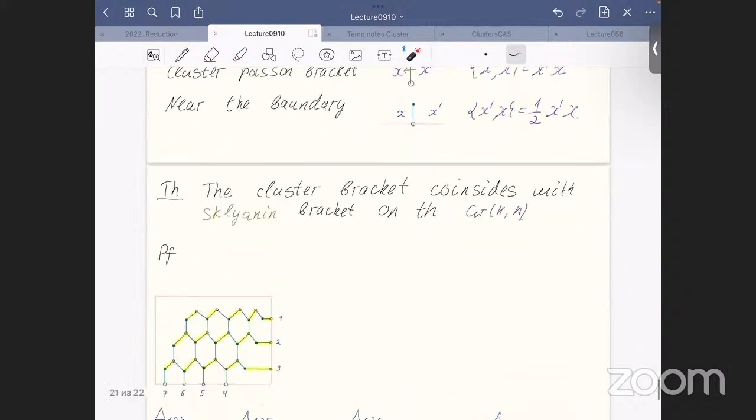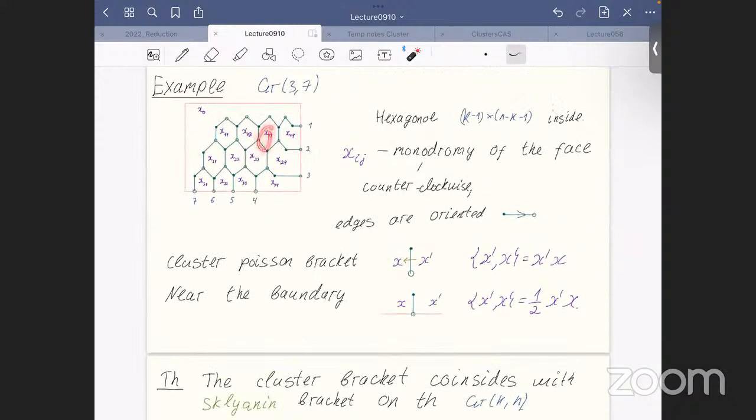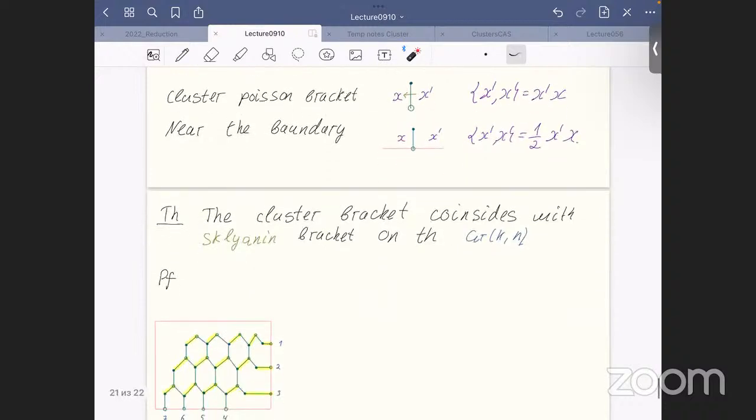on the H weights. If you look at the map to the Grassmannian, it actually depends only on the face variables, on the monodromies around the face. So, remark.